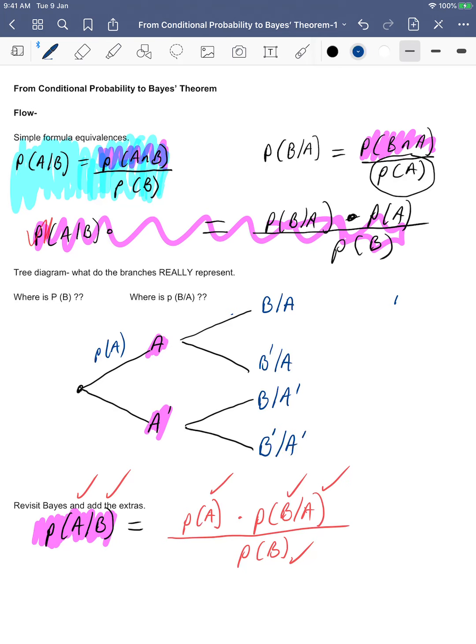Now you can see that's quite different to the lies we told you in grade 9 and 10. Like, it kind of is and it isn't. So at the end of this branch, can you see that you'd actually have P of A times P of B given A? Okay?